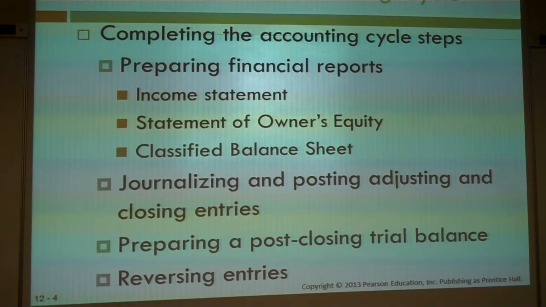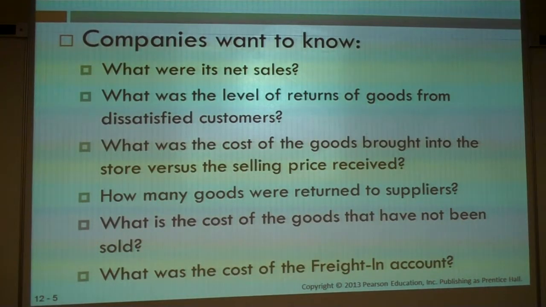Prepare those financial statements in that order. You'll see that question on the test. The income statement first, the statement of owner's equity, and then the balance sheet. And now we're calling it a classified balance sheet. Right? The income statement is the one that you will see on your final. So that's really where I want you to focus a lot of your studying. We're going to journalize and post the adjusting and closing entries, prepare the post-closing trial balance, and then do the reversing entries. So on that income statement, here are some of the questions that we're going to try to answer.